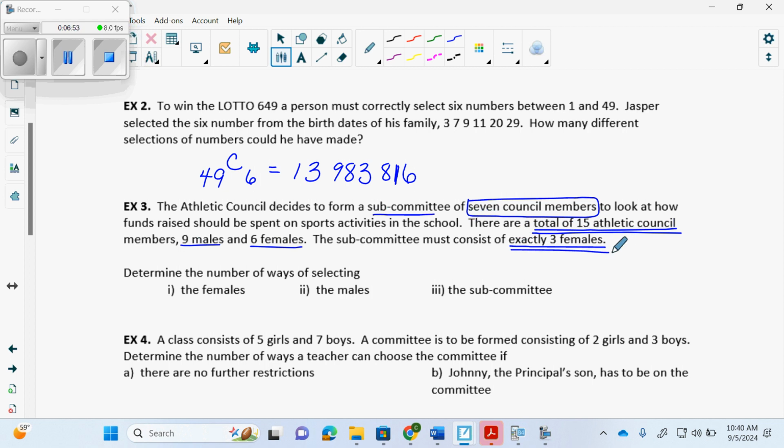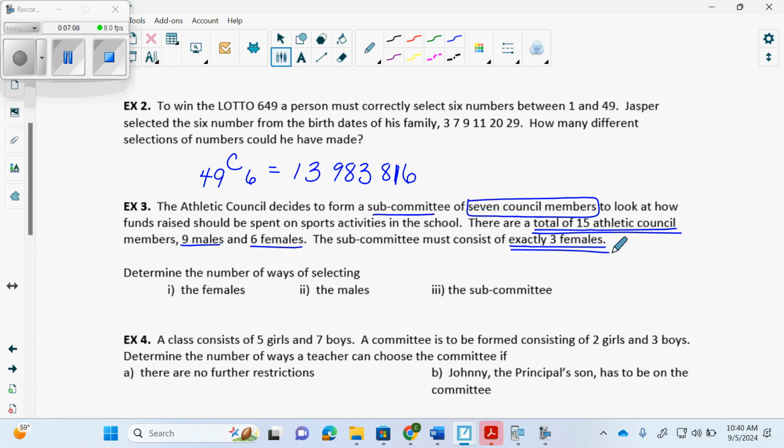So, was there any jobs for these 7 council members? Anything different? Was anything stated in there? No. People will say, I need more information. No, you don't. You don't need more information. They gave you the right amount. This is a combination, because order doesn't matter. It's just 7 council members, right?